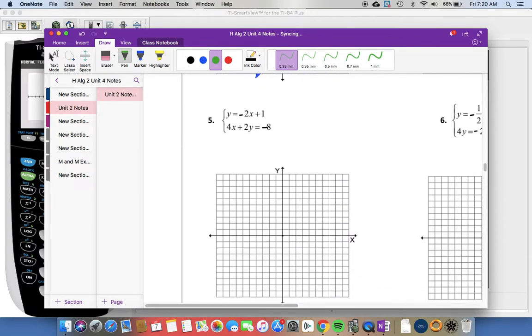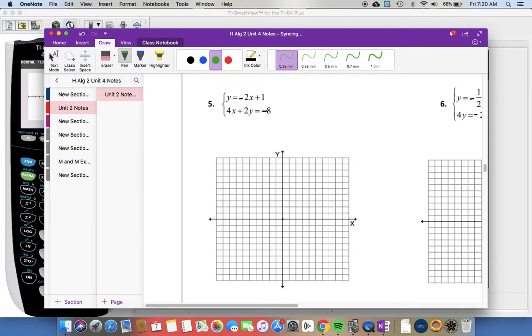Okay, next one. This would be a good one to try on your own, so if you want to pause the video, you can go ahead and do that. This will be one that I'm going to graph by hand. I'm going to start graphing the first one since it's already got y by itself.